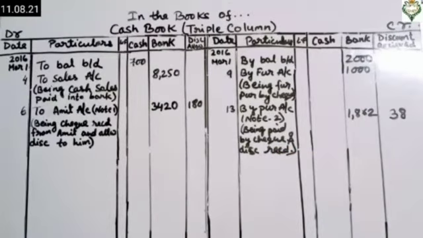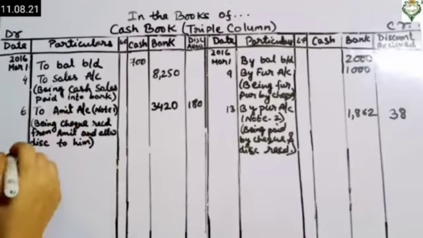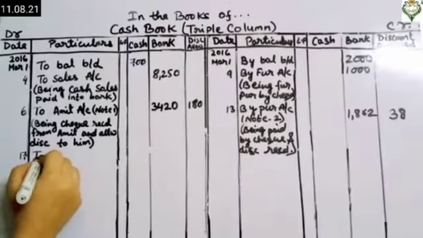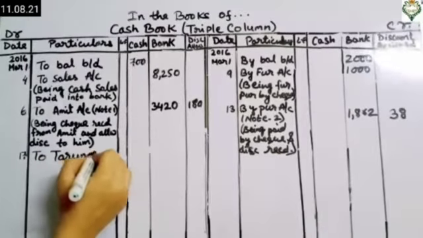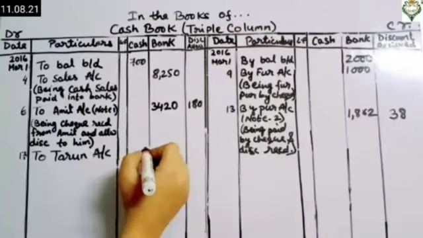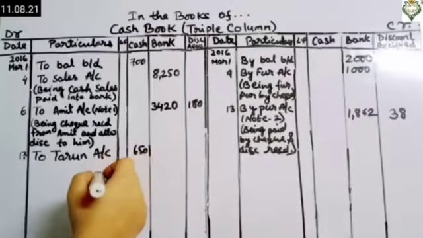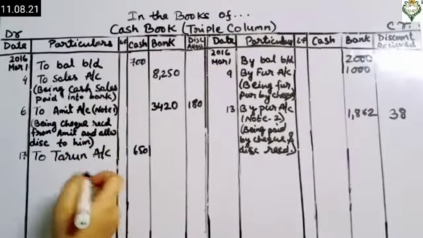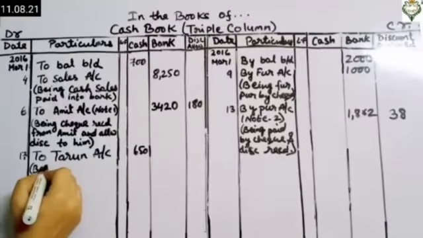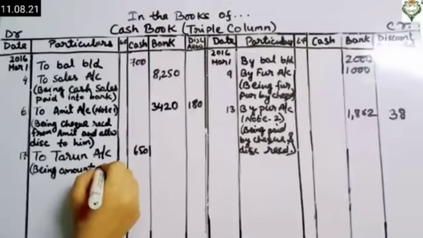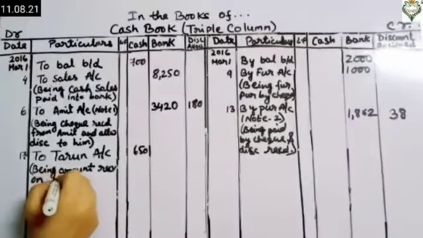Now come to the next transaction that has been done on 17th March, received from Tarun on account. So it is receiving, that means coming to the business. So we will write here 17th and we will record to Tarun account, and the amount is 650 that we have to record in the cash column because Tarun is giving cash. Now write the narration: being amount received on account.